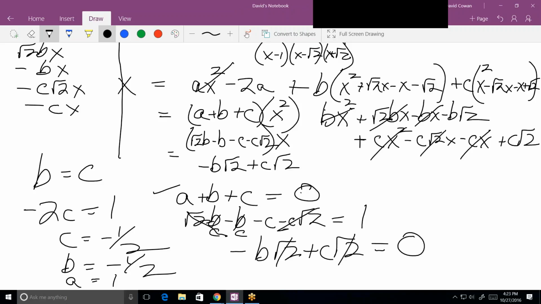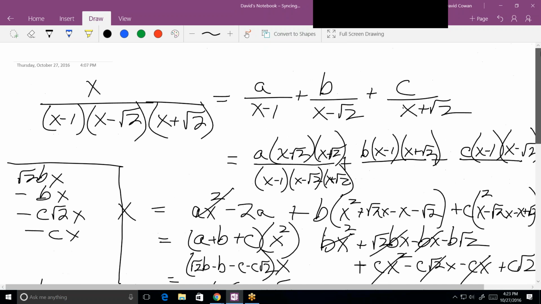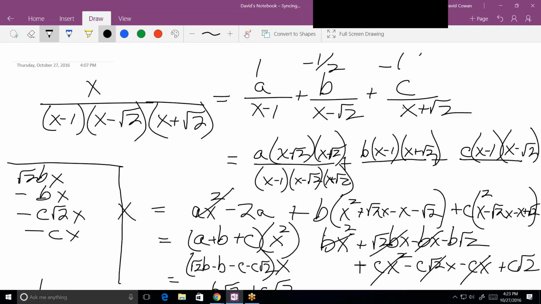A equals 1, B. Okay, yeah. Then A plus B plus C equals 0. Yeah, that should work. Now, you're always going to have a question of how much time do you spend proving that that's the correct answer. We came up with 1, minus a half, and minus a half for A, B, and C.